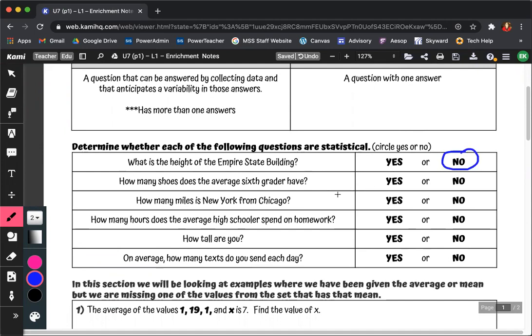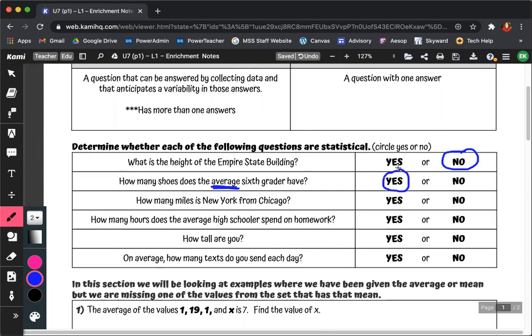How many shoes does the average sixth grader have? A key word in here is average. We're not just asking one person how many shoes they have. We are going to be collecting data from all of the sixth graders, and we're going to get multiple different answers. So yes, it is statistical.